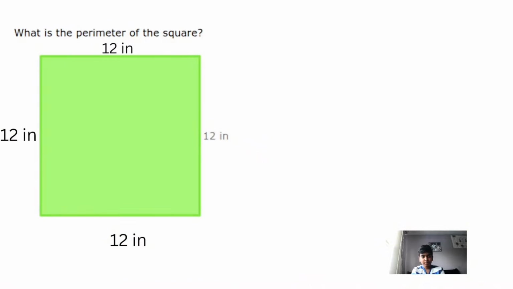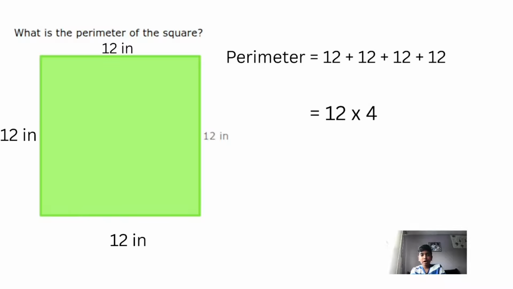So, we'll see 12 inches on the top, 12 inches on the right, 12 inches on the left, and 12 inches on the bottom. This is where we use our addition equation, the sum of all sides. So, we add the perimeter, 12 plus 12 plus 12 plus 12. We can simplify this to a multiplication equation. We see that each side is 12 inches and that there are 4 sides. So we will do 12 times 4. Now let's solve. 12 times 4 is equal to 48 inches for the units. So the perimeter is 48 inches.